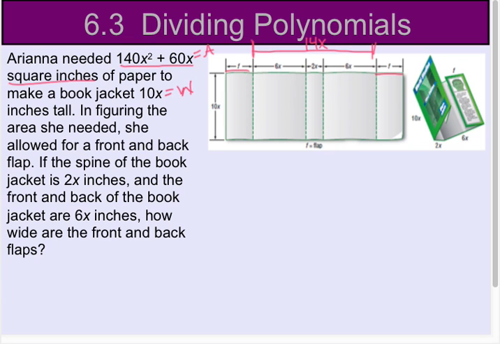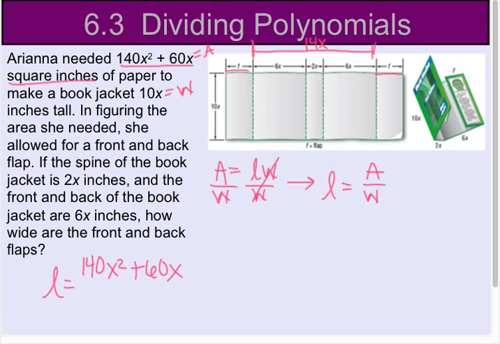I know the area of the booklet will be length times width. I know A and I know W, so if I want to figure out the length, I divide both sides by W, and L is equal to the area divided by the width. So I'm going to do that. I want to figure out L. My area in this case is 140x squared plus 60x, divided by the width. The width is 10x. I need to divide.